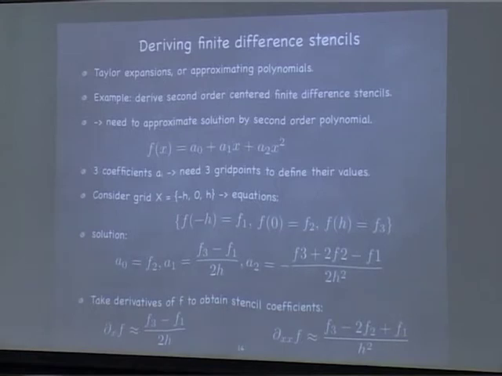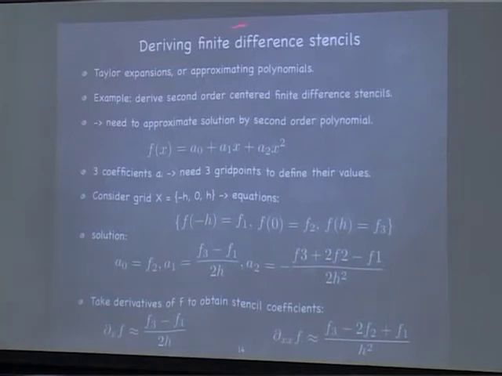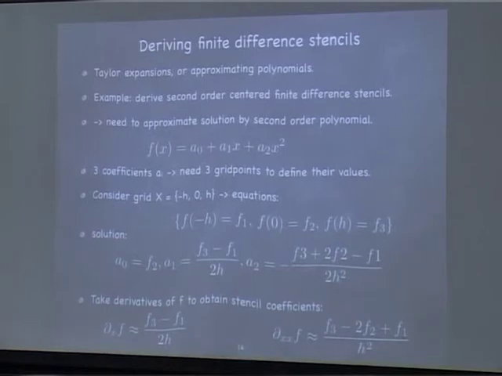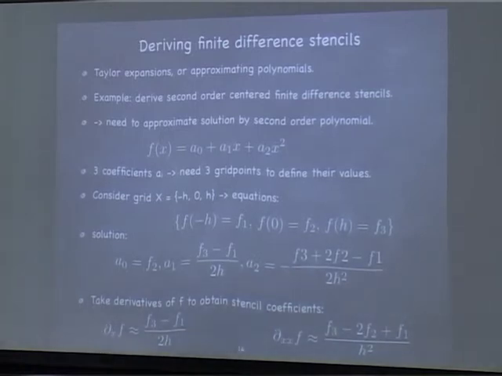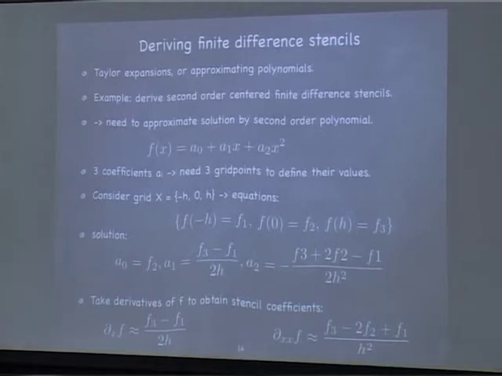We can derive it in different ways. One is to just use Taylor expansions, and I suggest you do this by yourself. Or another simple way, which is of course equivalent, is to use approximating polynomials. What does it mean? For example, let's derive this second order centered finite difference stencil, we'll see what that means. We want second order accuracy. This means that we may approximate the solution by a second order polynomial. So that's our model for the solution.